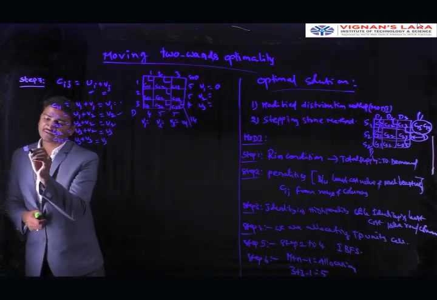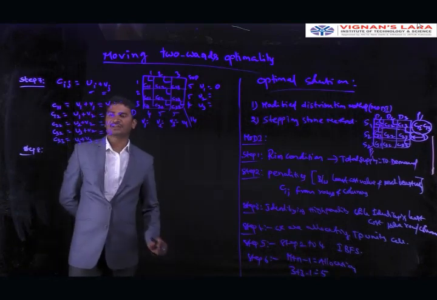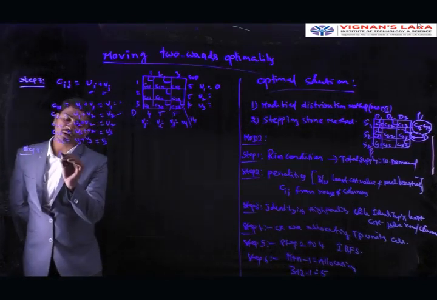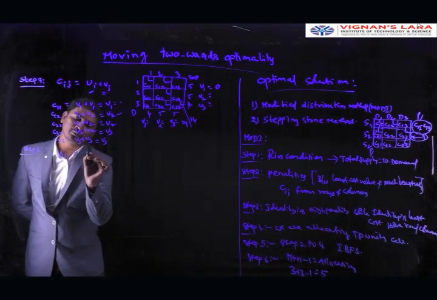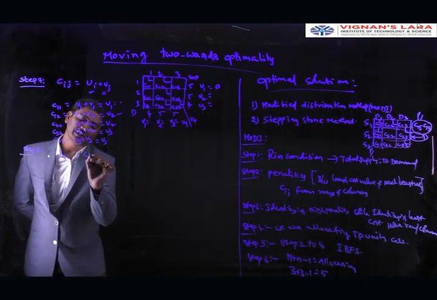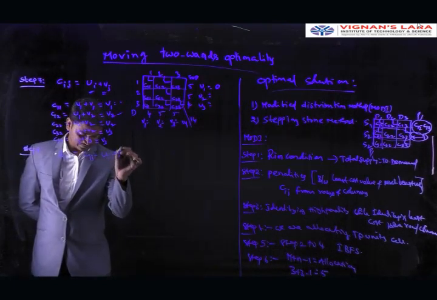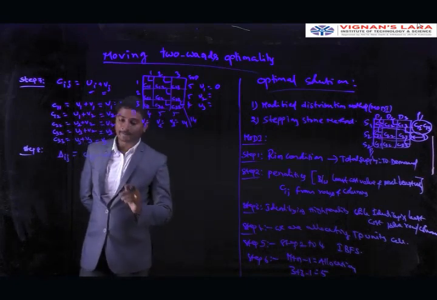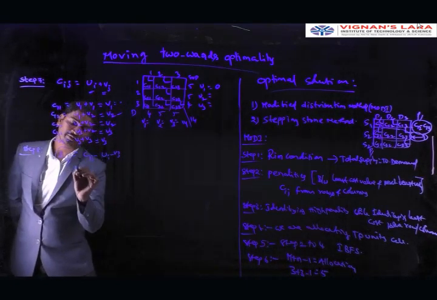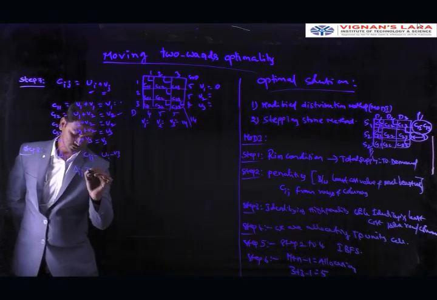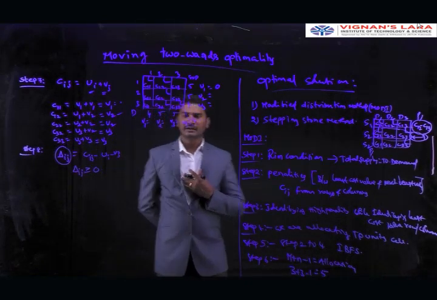In step 8, we are going to check the optimality. How we are checking the optimality? Here we have one formula. Delta ij is equal to Cij minus Ui minus Vj. Here we are going to calculate the delta ij. If the delta ij is greater than 0, we are going to stop the solution. Here the optimality is reached.